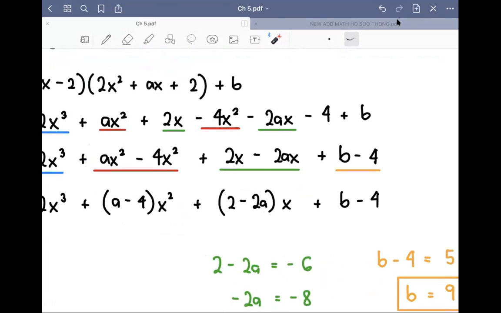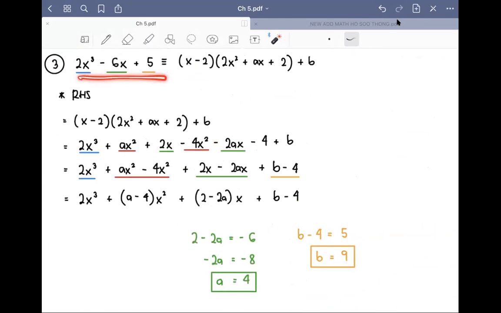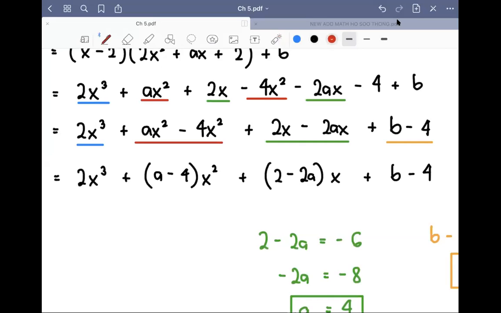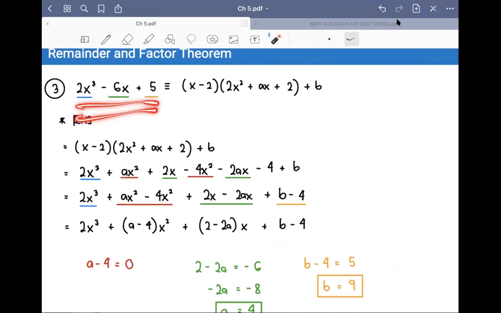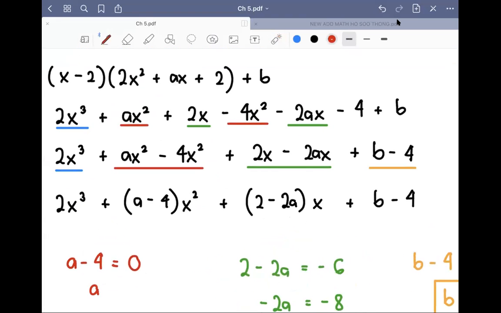So you can solve for a by using this or using this one, because both of them have a. Now, again, since we don't have x squared here, it's basically equal to 0, right? So you can compare this, for example, so a minus 4 is equal to 0. Again, it is 0 because we don't have x squared here. We only have x cubed and x. That's why this is equal to 0. So therefore, a is equal to 4, right? So a is equal to 4.